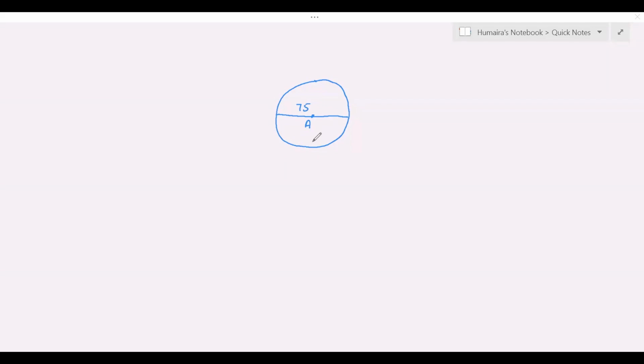Now what is the sum of AW? Now let's say there are some points on the circle. Here we have W, let's say. Here we have X.